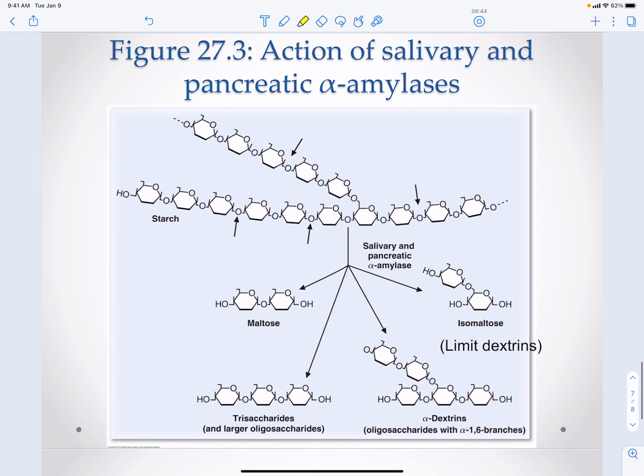So here's a diagram that shows the activity of your alpha-amylases. So again, it's attacking the alpha-1,4 bonds that are internal. So it's not working on the ends. It's going to break this starch into smaller pieces, random sizes, some with branches, some without branches, and you're going to get different sizes. You're going to get isomaltose, maltose, you're going to get alpha-dextrins, again, having branches. You can get some trisaccharides, oligosaccharides, which are larger, and so it's all going to be very random.